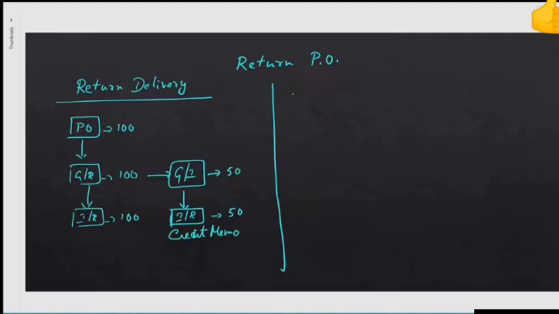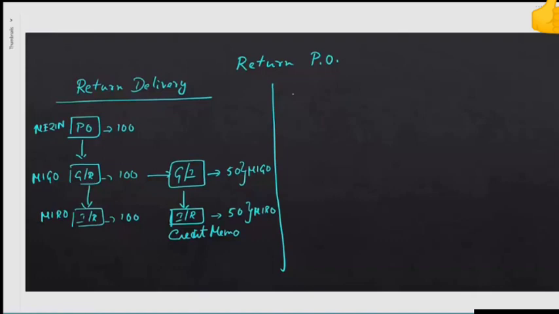right? So this is ME21N. This is MIGO. This is MIRO. Same here. MIGO, MIRO. You just select different options in MIGO and MIRO depending on the transaction that you're doing, right? So this is a return delivery.